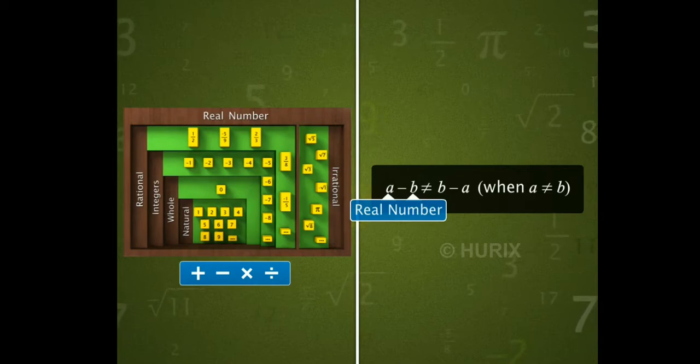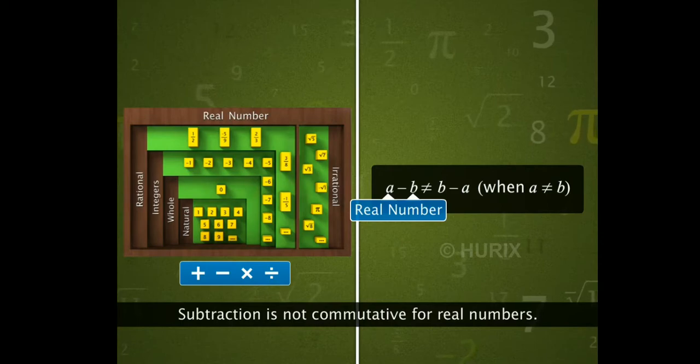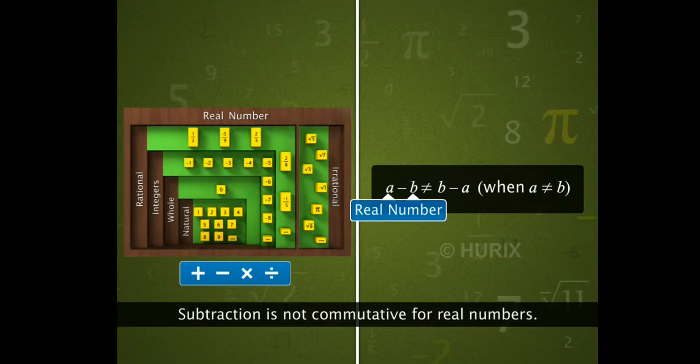Thus, for any two real numbers A and B, B subtracted from A is not equal to A subtracted from B. Thus, subtraction is not commutative for real numbers.